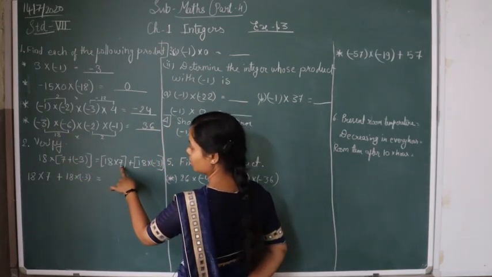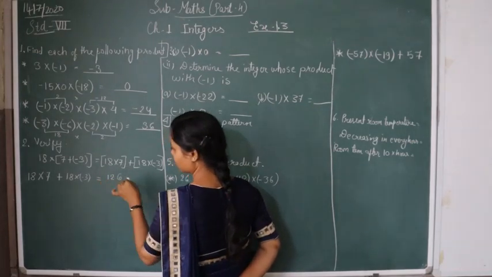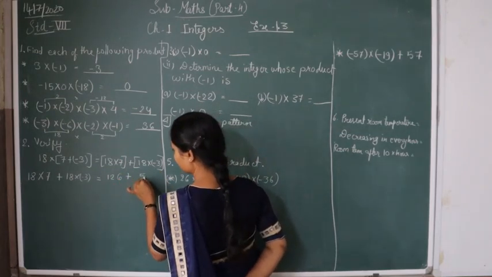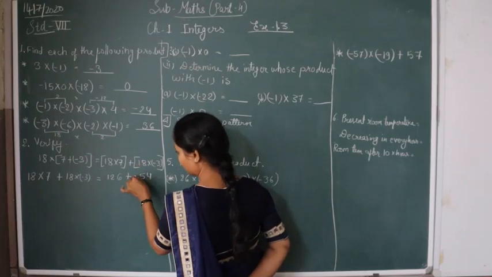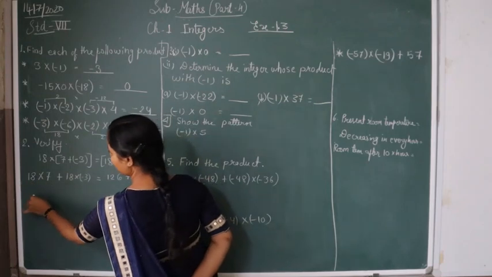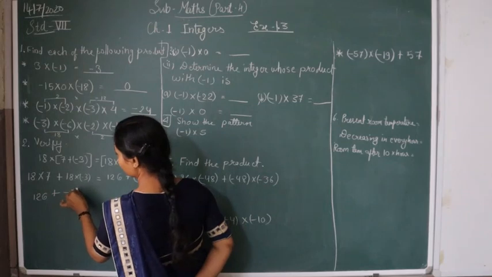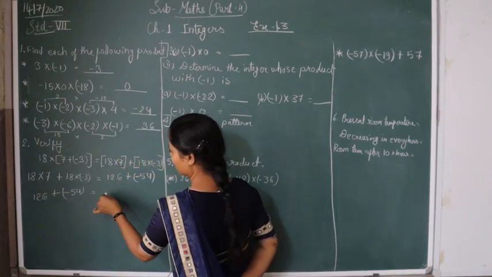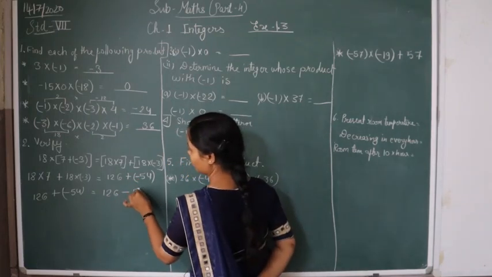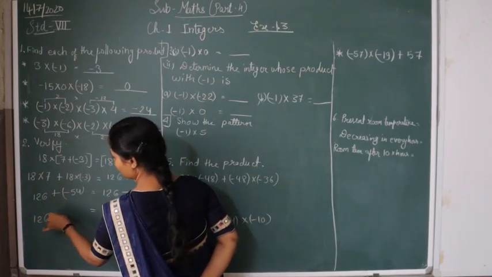18 7s are 126. 8 7s are 56, 8 1s are 8, so 126, plus 18 3s are 54, and plus minus minus, so we put the symbol of minus. Now here similarly 18 7s are 126, plus 18 3s are minus 54. 126 plus minus minus 54. Here also 126 plus minus minus.